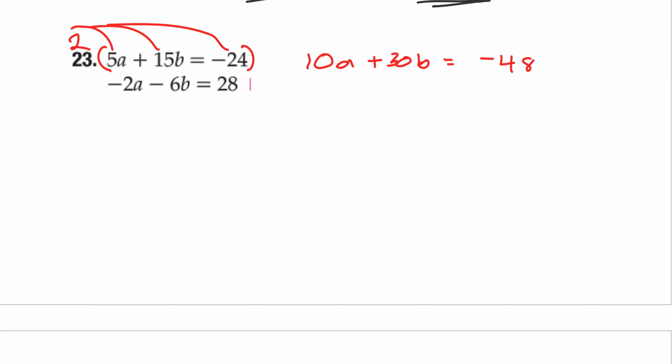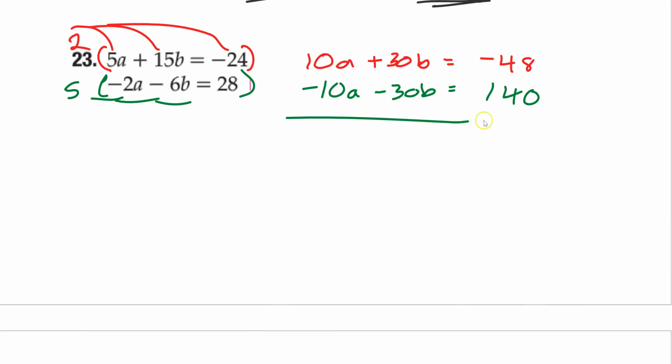And then for the bottom one, I'm going to multiply that by 5, so I could cancel out, for the whole row. And I get -10a minus 30b equals 140. Add them up, it cancels, I get 0 on this side, and I get 92 on this side. So what happens here? All my variables cancel out.